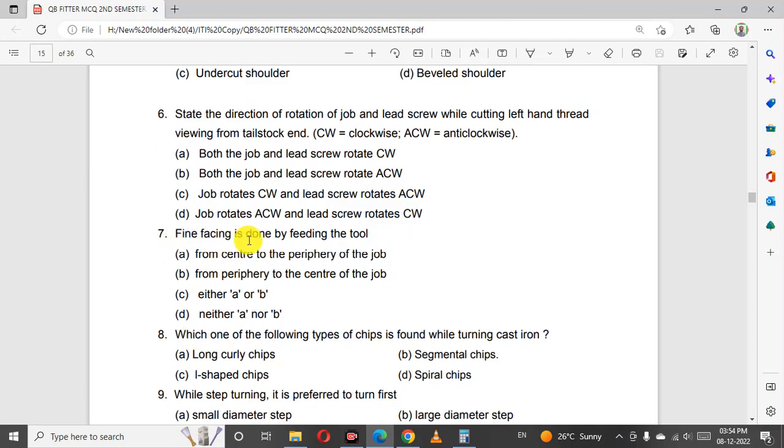Fine facing is done by feeding the tool: neither A nor B. From center to the periphery of the job, or periphery to the center of the job.